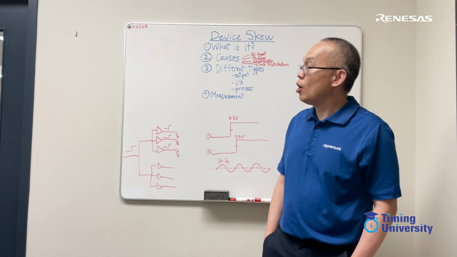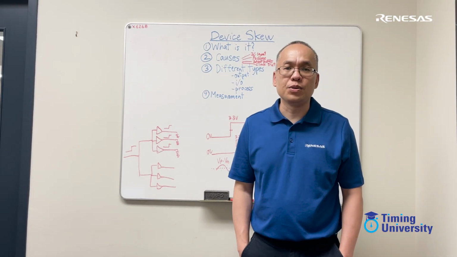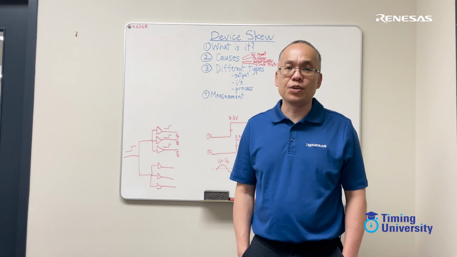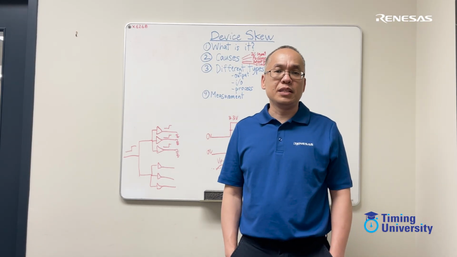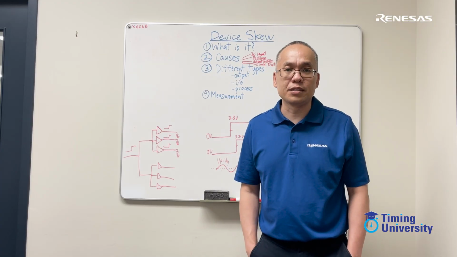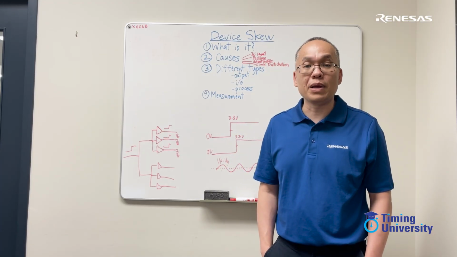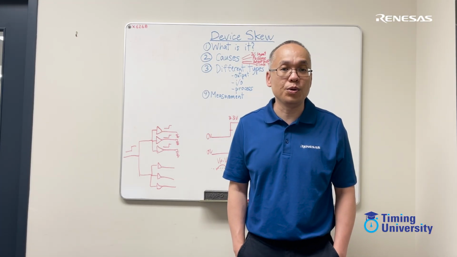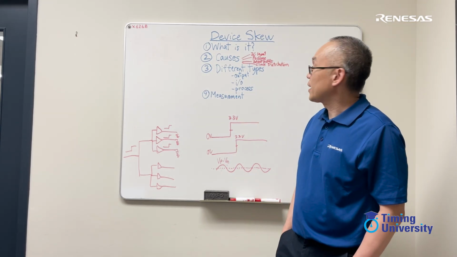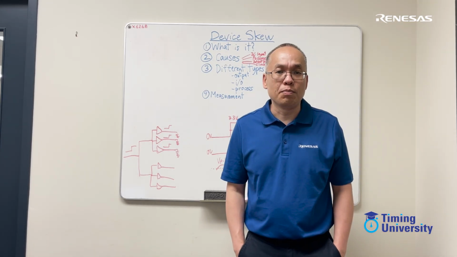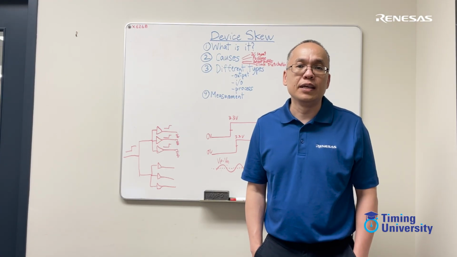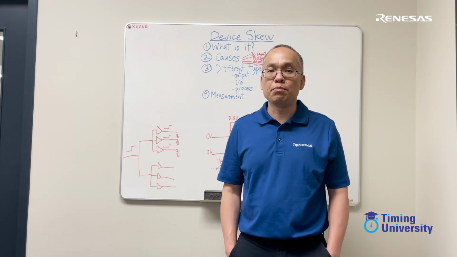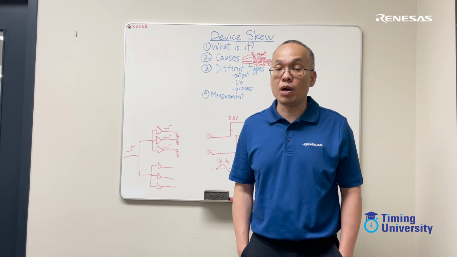Now, what are the causes of device skew? Well, device skew could be caused by IC layout. So with IC layout, you have different routing paths. These different paths have different parasitics, which could lead to skew. Second, the package. For example, if you have a QFN or a BGA, these different packages have different parasitics, which lead to different propagation delays.